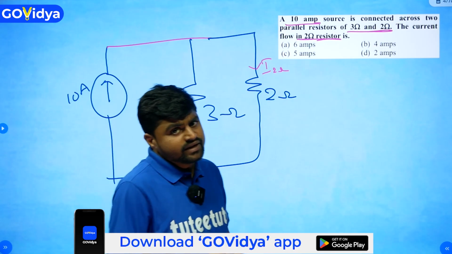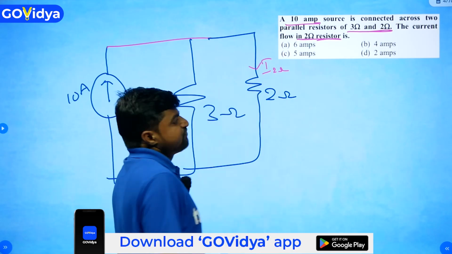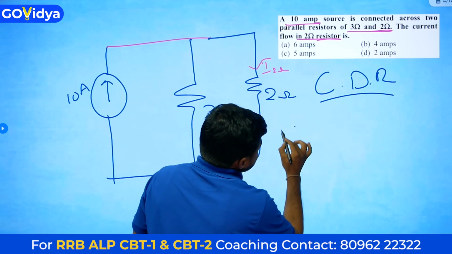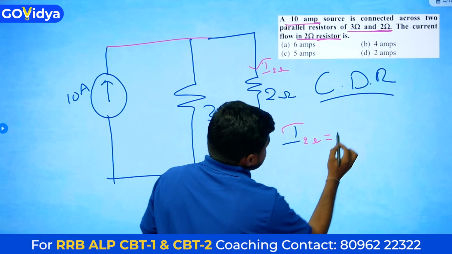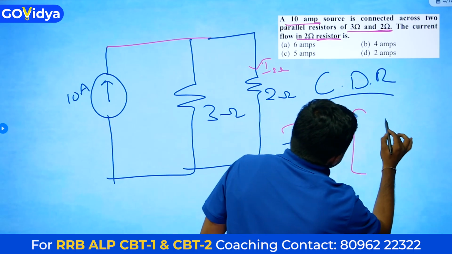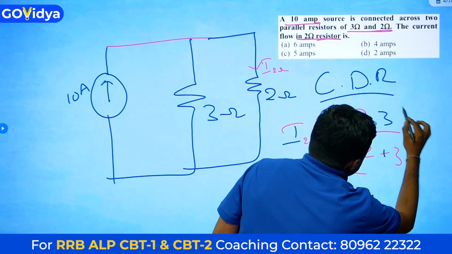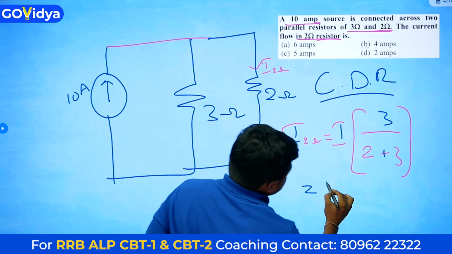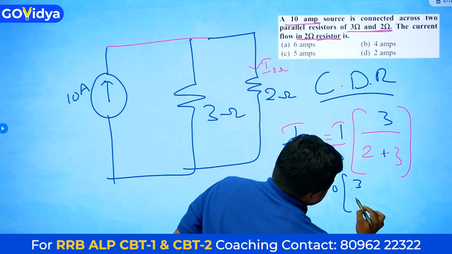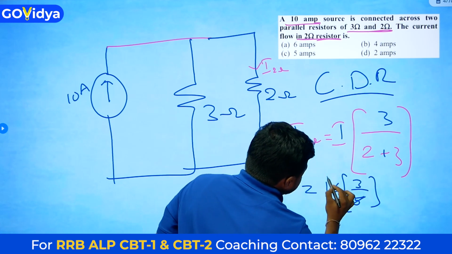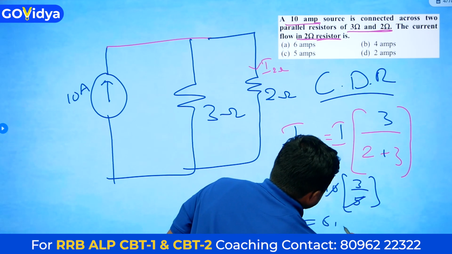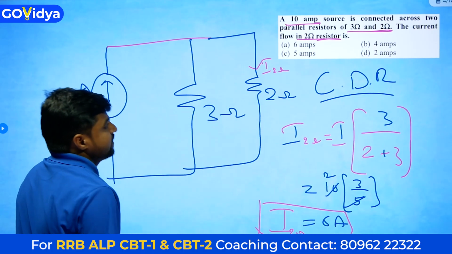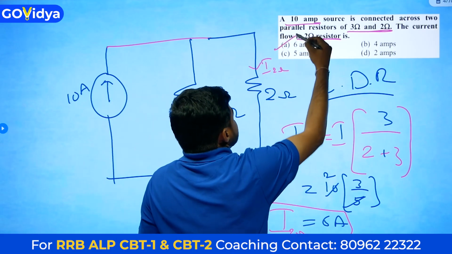We have to apply the current division rule. Current through the 2 ohm resistor is equal to total current into the opposite resistance by total resistance. The total current I is 10, so 10 into 3 by 2 plus 3, which is 5; 5 twos are 10... 2 into 3 is equal to 6 amperes. Current through the 2 ohm resistor is 6 amperes. From the options, option A is the correct answer.